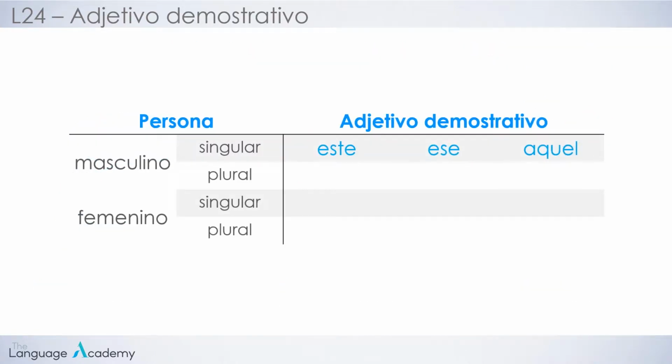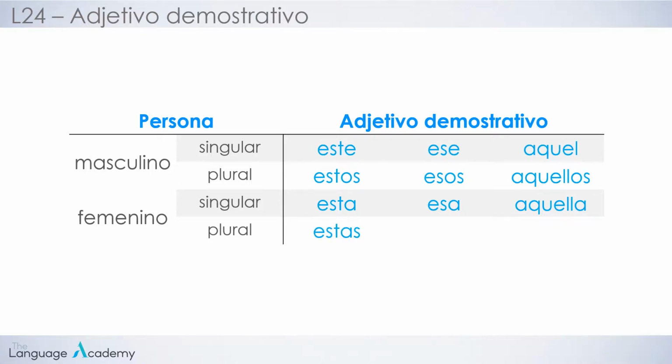The words este, ese, and aquel are actually only used for the singular masculine case. For the plural masculine case, we have estos, esos, aquellos. For the singular feminine, we're gonna have a endings. So, esta, esa, aquella. And for the plural feminine, we're gonna have a s ending. Estas, esas, aquellas. Remember, this all depends on the gender and number of the described object.